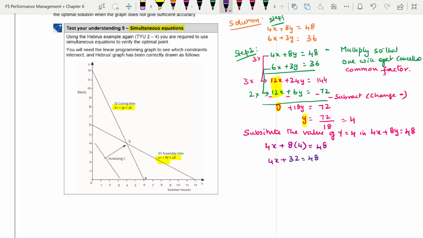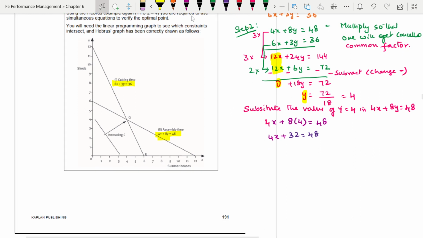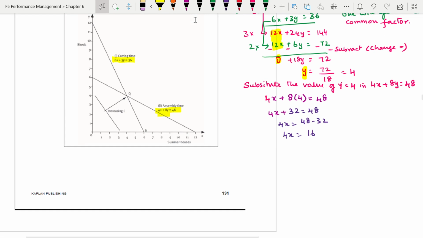4. Okay, how much is it? Now you see 4x equals 48 minus 32. I am putting everything clearly so that it comes to 16. X is equal to 16 by 4, equal to 4. So x equal to 4, y equal to 4.